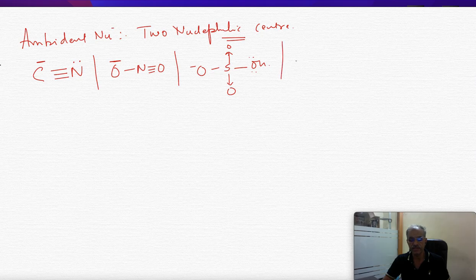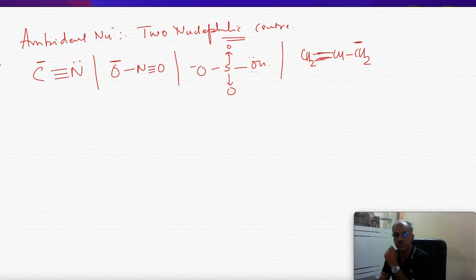Then similarly we can say CH2 double bond CH dash CH2 minus. This is one of the centers, and the alkene is also one of the nucleophilic centers. This is also a nucleophilic center. This also can attack an electrophile, a positively charged species. Similarly, benzene is also an ambident nucleophile because this CH2 minus also can be attacked.